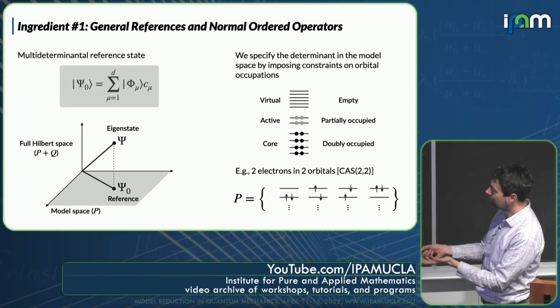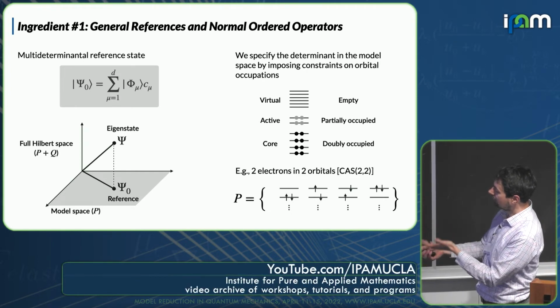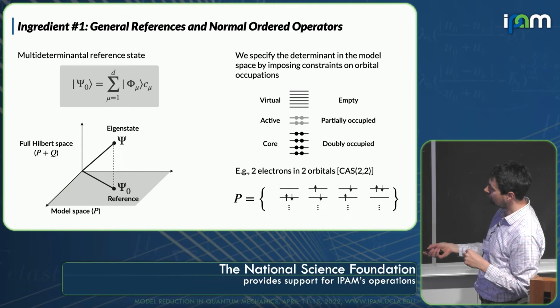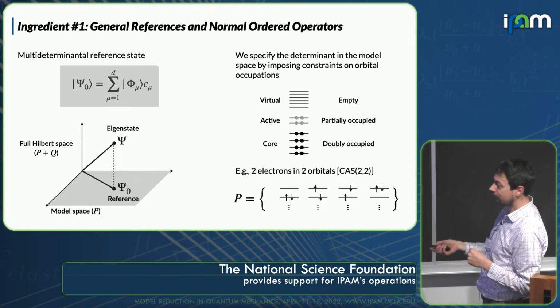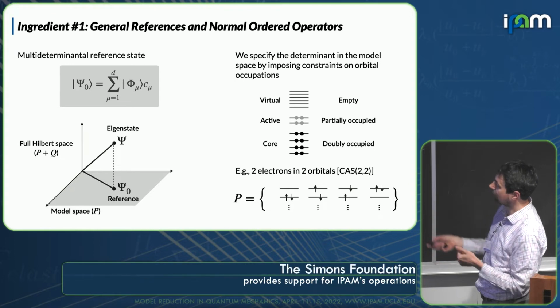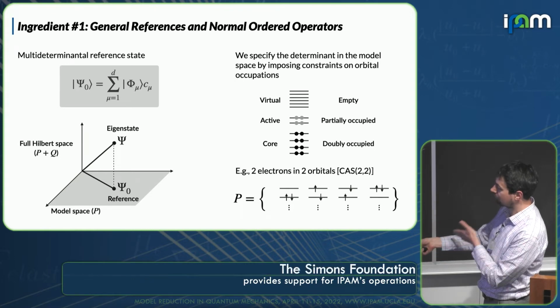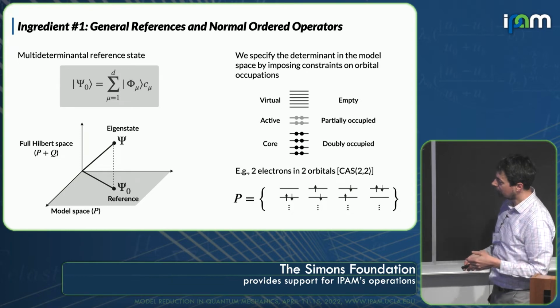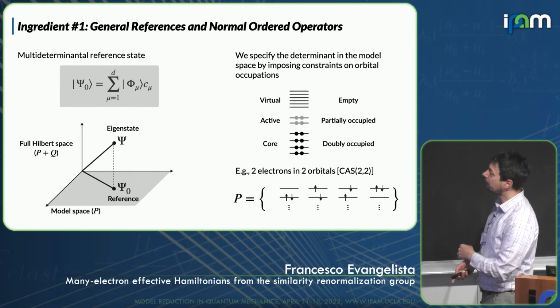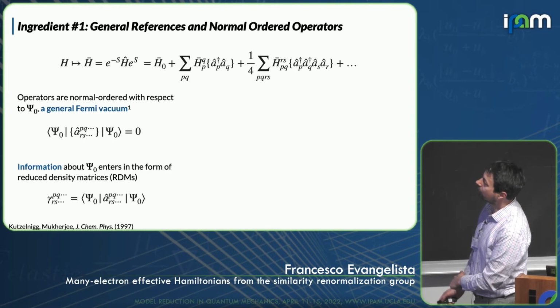So for example, if I consider a model space where I have 2 electrons in 2 active orbitals, then I can generate 4 determinants with these 4 arrangements of the active electrons, and the core electrons are all doubly occupied and are not shown. So in this case, I generated a 4x4 effective Hamiltonian. So that's point number 1.